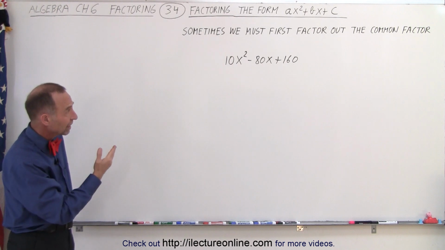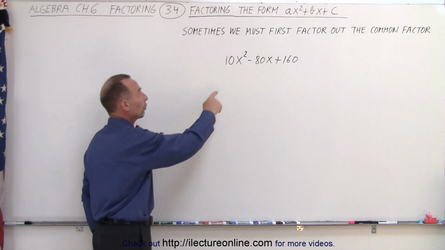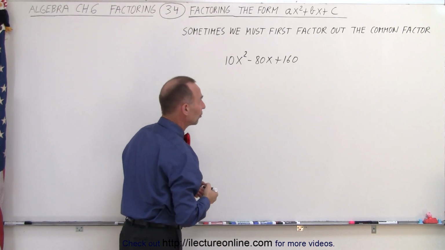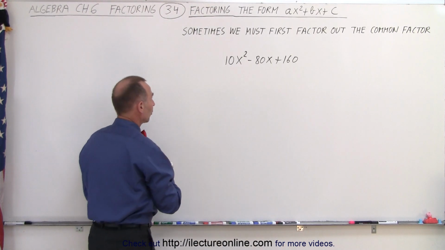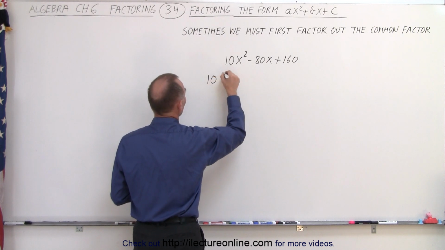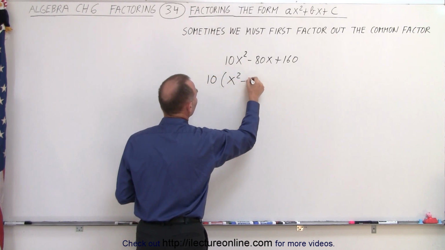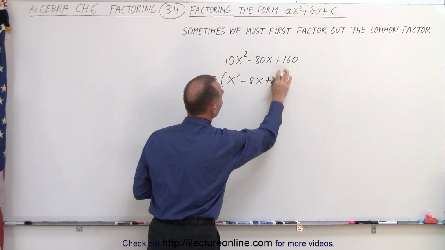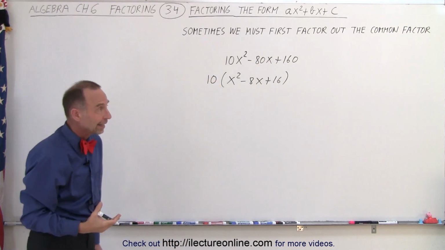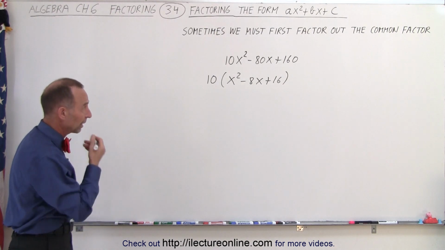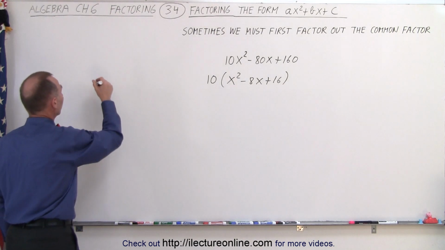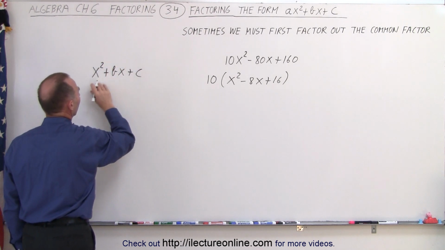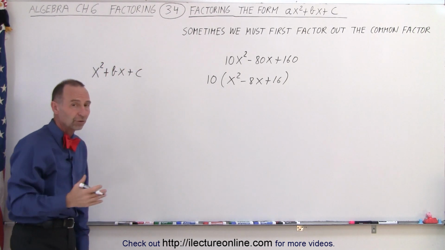And in this case, you can see that since all three numerical coefficients end in a 0, we can actually factor out a 10. So that we must do that first. When we factor out the 10, we end up with x squared minus 8x plus 16. And you can see that what's inside the parentheses no longer looks like that special form, ax squared plus bx plus c. Now it looks like the form x squared plus bx plus c, and we already know how to factor this. That's pretty straightforward.